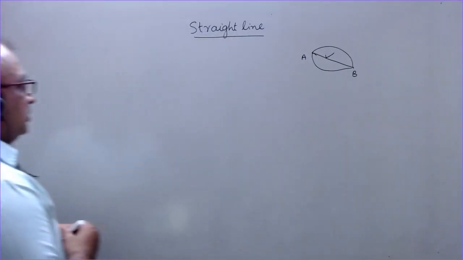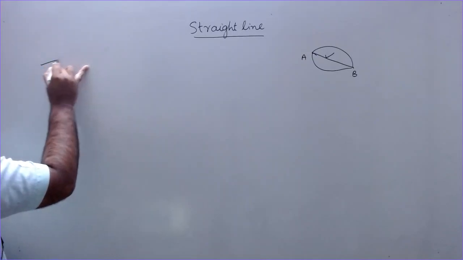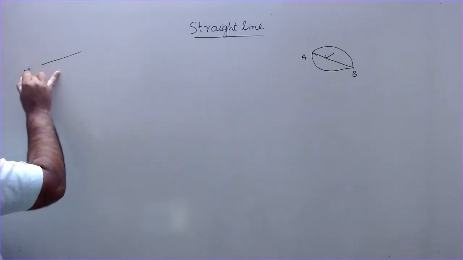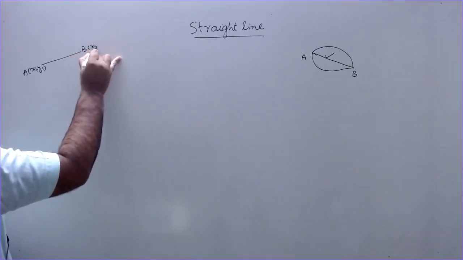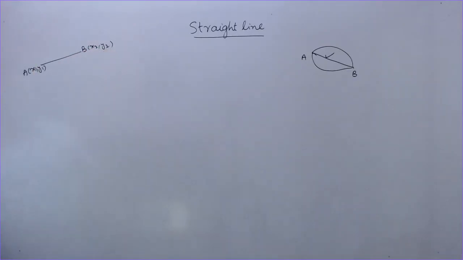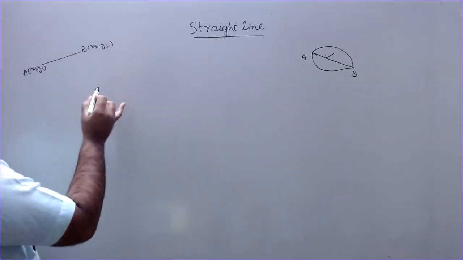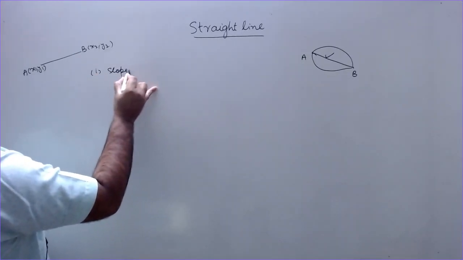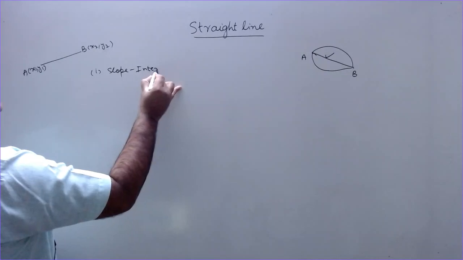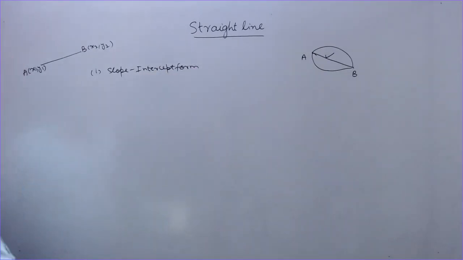So the line which is passing through 2 points, point A is x1 y1, point B is x2 y2. We have to find the equation of this. So there are different forms in which this equation can be written. First is slope intercept form. So you should know what is slope, what is intercept.